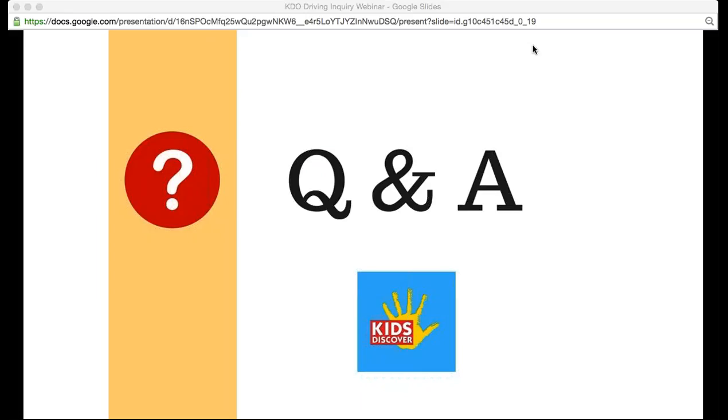The answer is yes, every student has a username and password to Kids Discover Online. They can access it in the classroom, and they can also access Kids Discover Online at home or in the library setting. And we spent a lot of time trying to make it very, very easy for students to get registered and to sign into the platform.